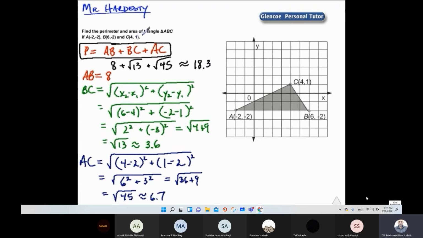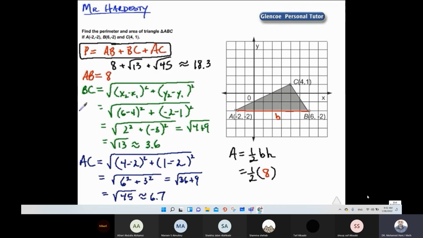Now we also need to calculate the area of our triangle. The area for a triangle is always 1/2 the length of the base times the height. 1/2 base times height. We can calculate the base quite simply by counting. Again, this segment AB, we counted its length when we did perimeter, is simply 8 units, and that's the length of our base, little b.